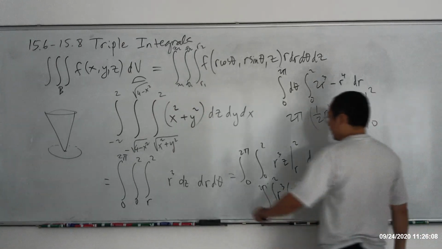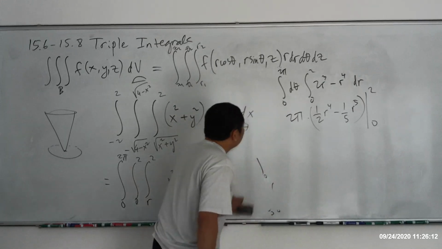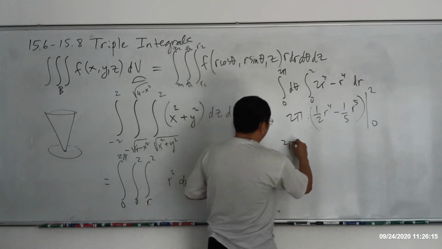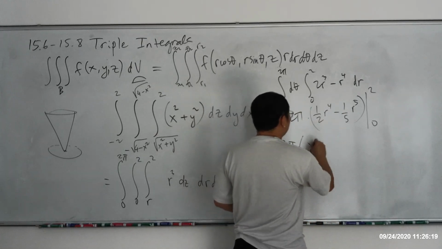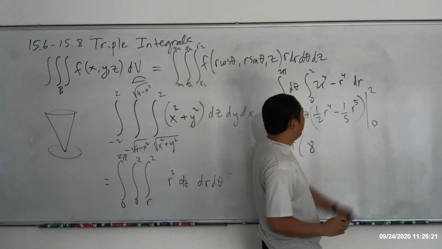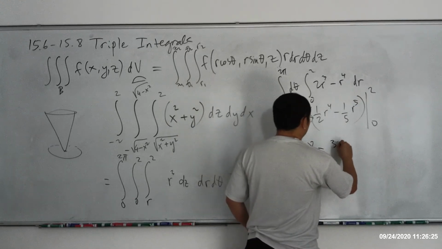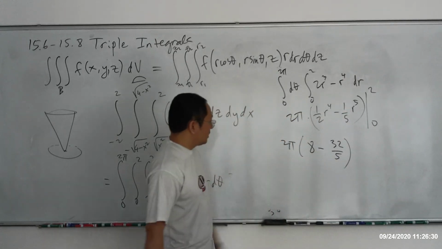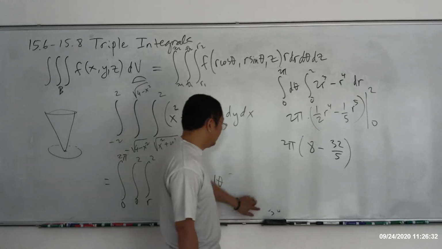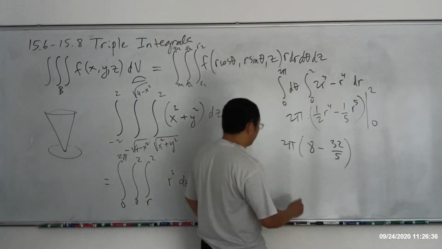Okay, and then plug in the numbers. You should have the answer. 2 pi outside, 2 here, 2 to the 4, 16 divided by 2 is 8. 2 to the 5th, 16 times 2 is 32 over 5. So minus 32 over 5 right here, and then of course plug in 0, they're all 0. And simplify. 40 minus 32 is 8 over 5.